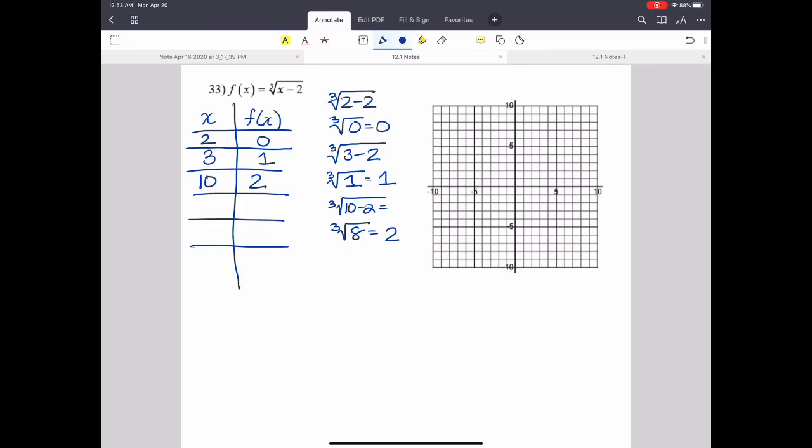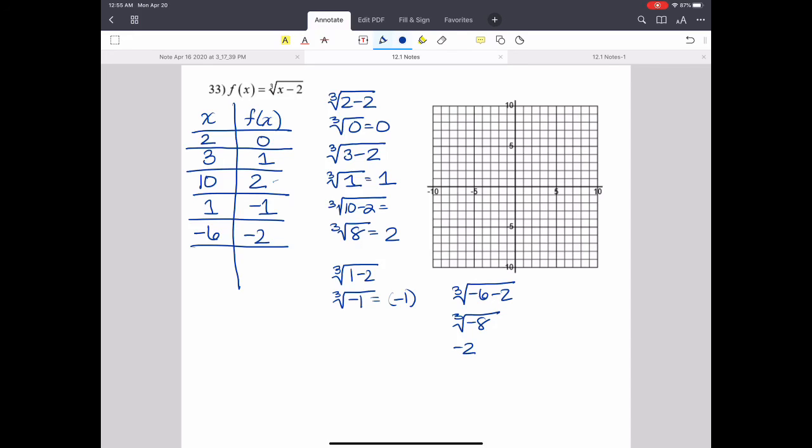Now I've got to be careful with the next numbers here. Let's say I want to make -1. If I want to make -1, I'm going to put a 1 there, because you can do that. So you can do 1 minus 2. Well, that equals -1, and the cube root of -1 is -1. If I want to make that -8, I'm going to put -6 there, because -6 minus 2 is -8, and the cube root of -8 is -2.